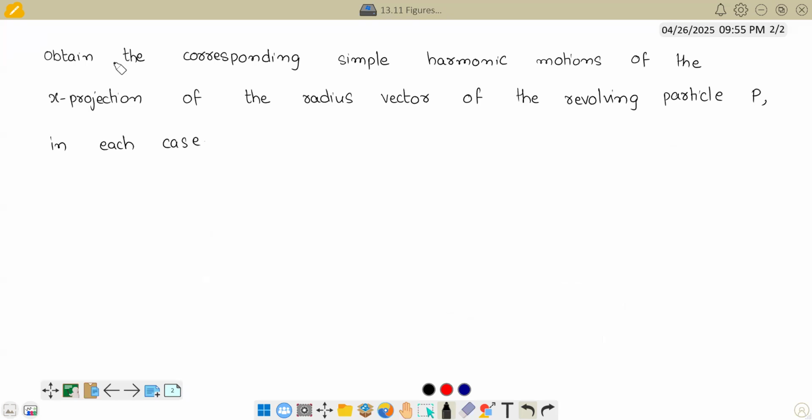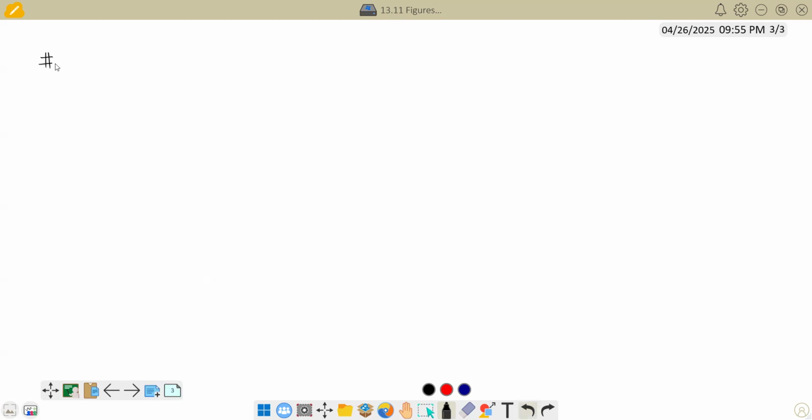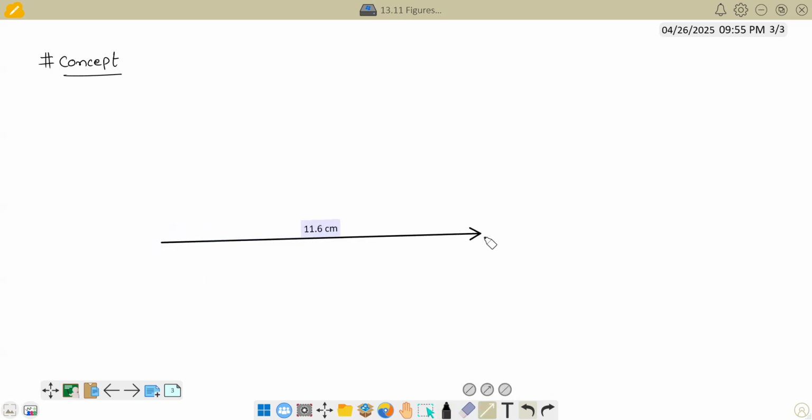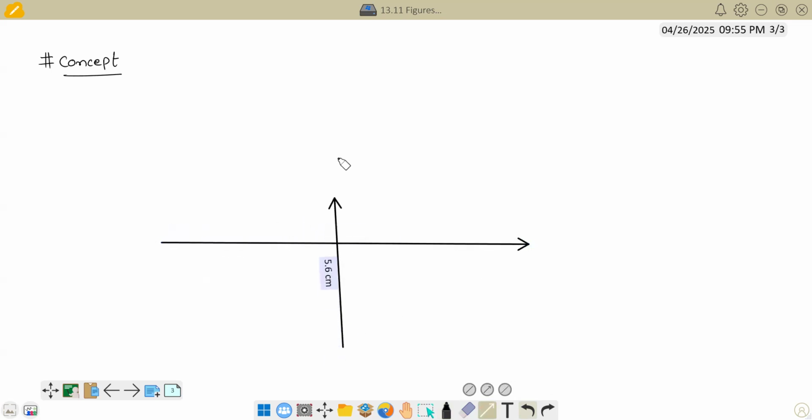What do we need to find? Obtain the corresponding simple harmonic motions of the x projection of the radius vector of the revolving particle P in each case. Let us see the concept behind this. This is taken as x-axis and this is taken as y-axis, and most of the time this would be my x-axis and this would be my y-axis.